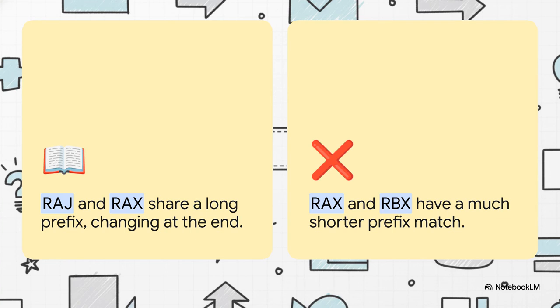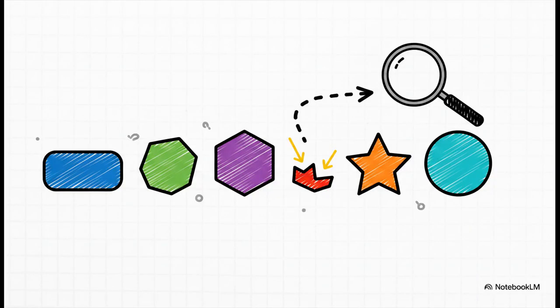Raj and Rex share a long prefix. The letters R and A. The sequence only changes at the very last letter. You see, the English dictionary proves that next elements tend to share the longest possible prefix before changing a single solitary character. We can actually apply this exact same English word logic to our numbers.